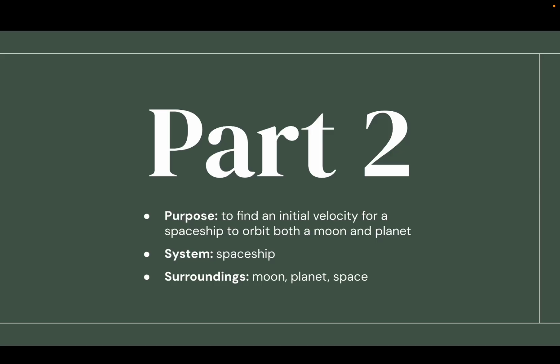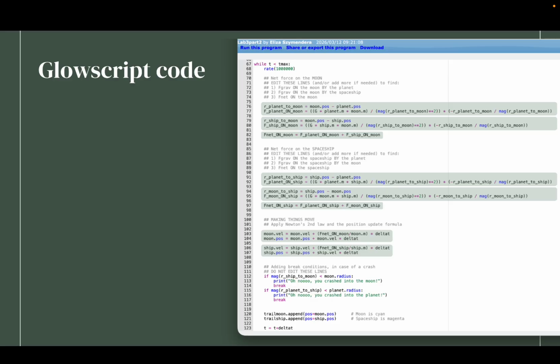The second part of this lab found an initial velocity for a spaceship to orbit both a moon and planet. The system was a spaceship, and the surroundings were a moon, a planet, and space. Like part 1, this part was done entirely in GlowScript. In the calculation loop, I calculated the distance from the planet to the moon by subtracting their positions. I used this distance to calculate the force of the planet on the moon. This was found with the gravitational force formula, where I plugged in the planet and moon's masses and the distance from the planet to the moon.